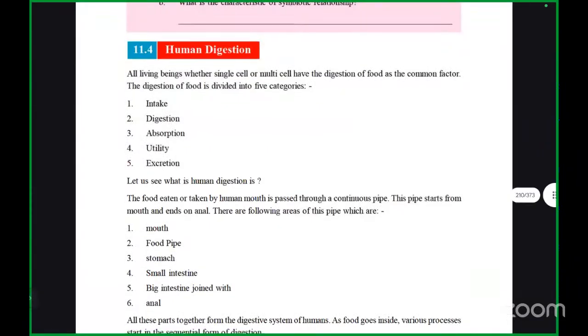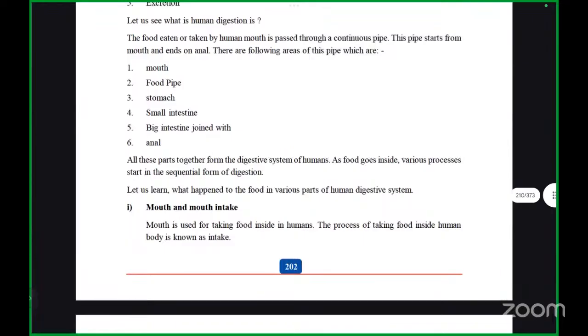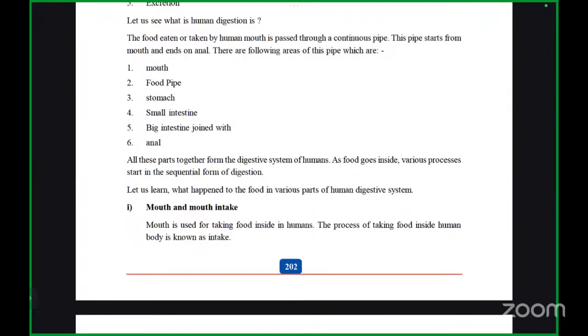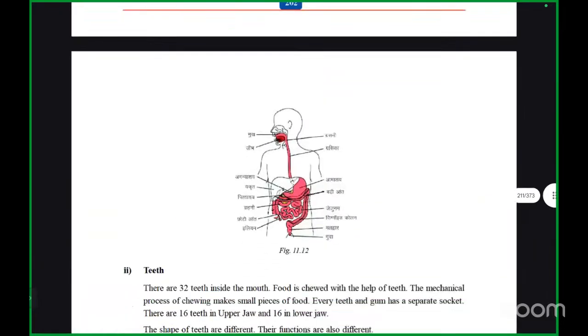Which is known as intake. Okay, we saw how it starts with the mouth, and then it passes through a continuous pipe that is joined with our mouth, called the food pipe. Now we did the mouth.